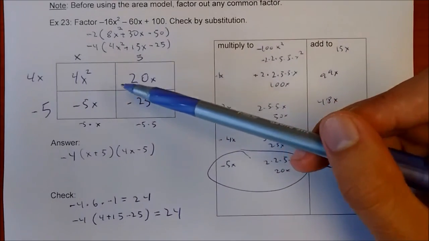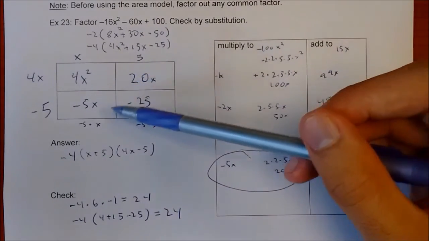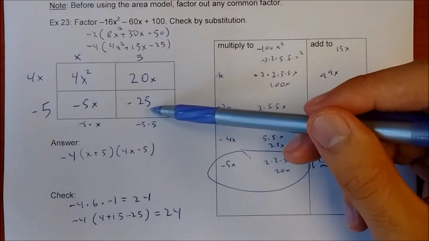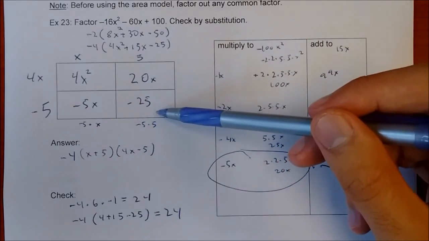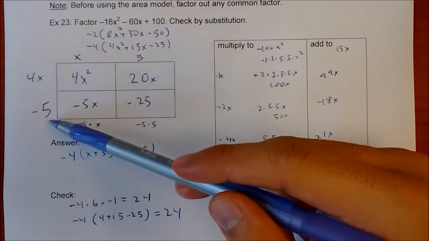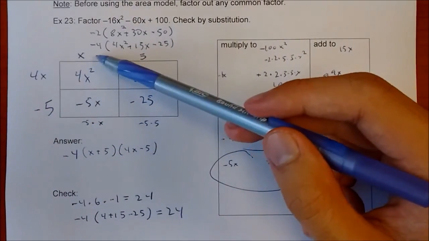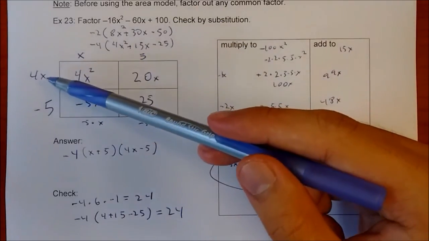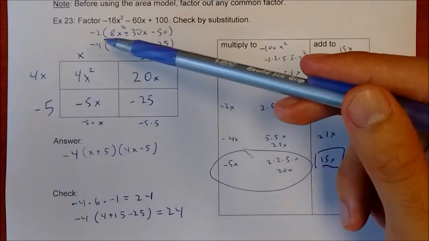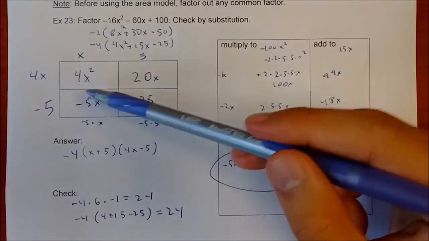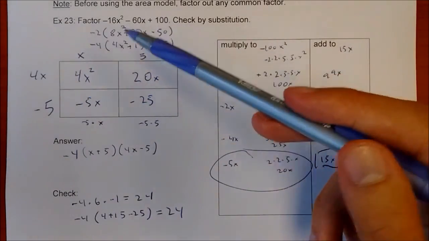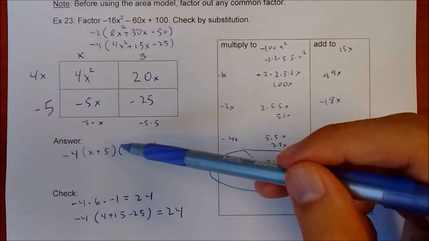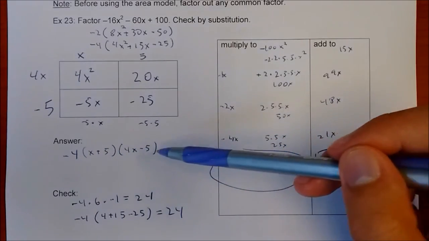So I placed them inside our area model, and I noticed that negative 5x can be represented as negative 5 times x, and negative 25 can be represented as negative 5 times 5. So I put a negative 5 here on the left, which let me put an x at the top and a 5 in the top right, and the last remaining piece was a 4x on the top left, because 4x times x is 4x squared, and 4x times 5 is 20x, which means that our final factored form is going to be negative 4 times x plus 5 times 4x minus 5.